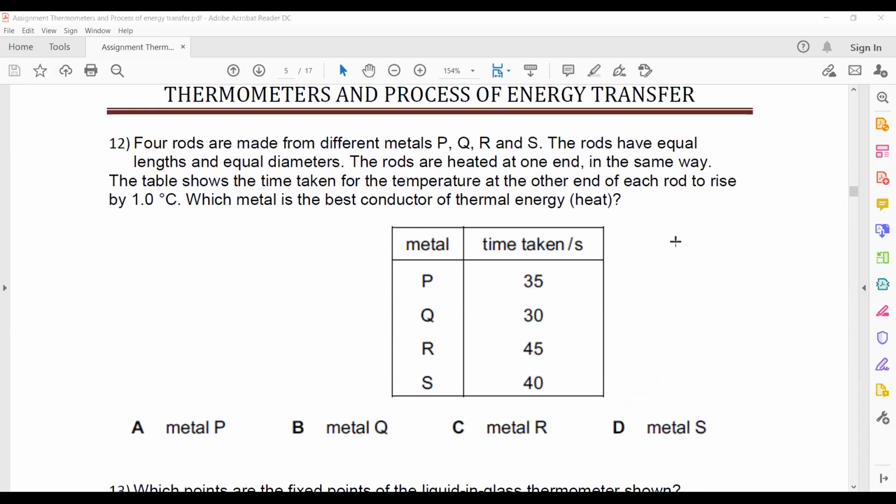Question 12. Four rods are made from different metals. The rods have equal length and equal diameter. The rods are heated and there's a 1 degree rise in temperature. Which metal is the best conductor? All are conductors because all allow the heat energy to pass. But the question is, which one is the best?